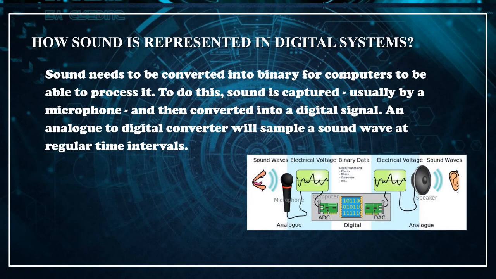How sound is represented in digital systems. Sound needs to be converted into binary for computers to be able to process it. To do this, sound is captured, usually by a microphone, and then converted into a digital signal. An analog to digital converter will sample a sound wave at regular time intervals.